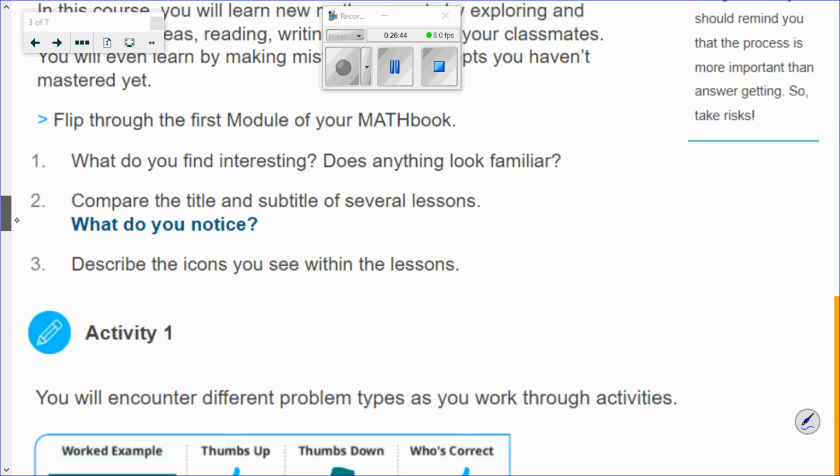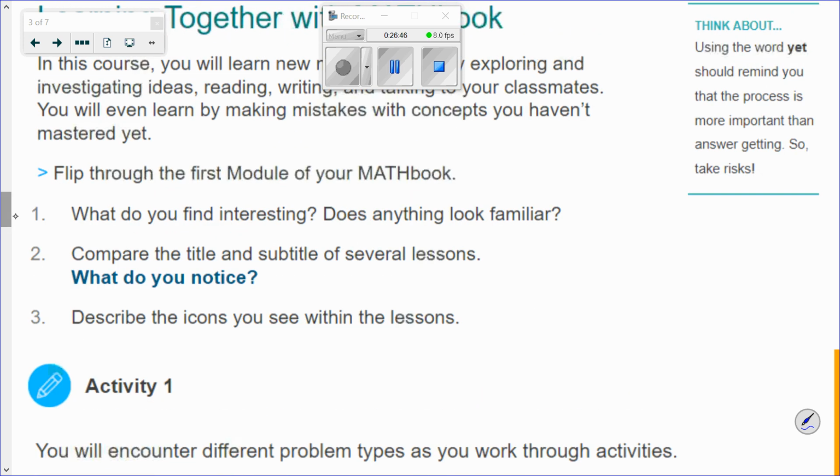Okay, so what we're going to do, we want you to flip through the first module of your math book. In other words, when you go to page 1, that actually starts the module. Go ahead and look through. Here's the 3 things you're looking for. What do you find interesting?